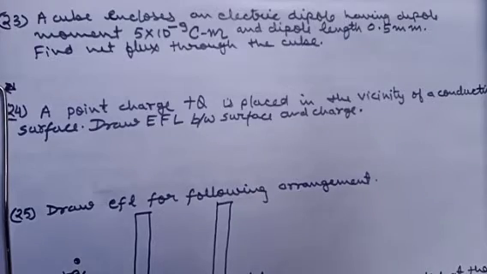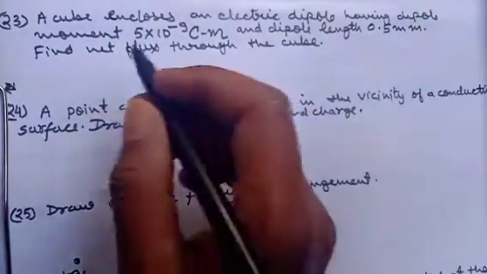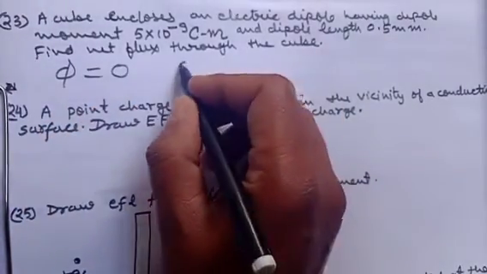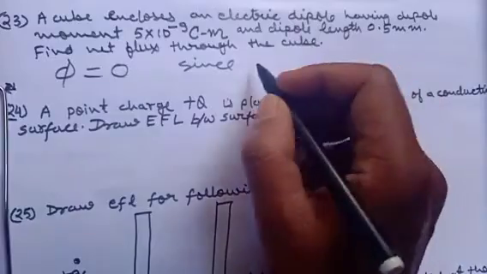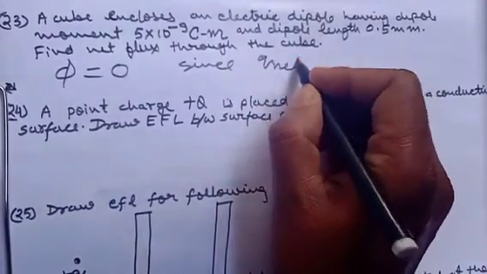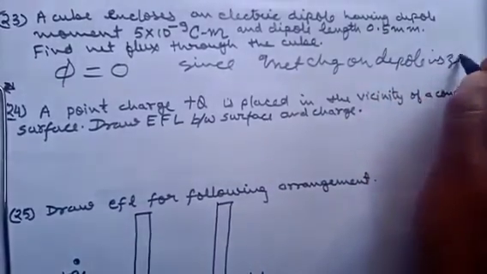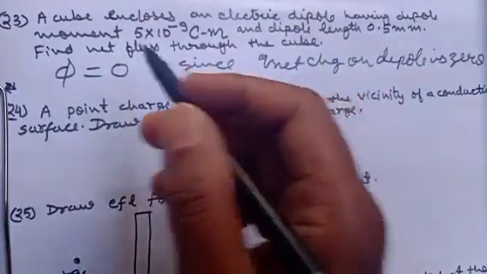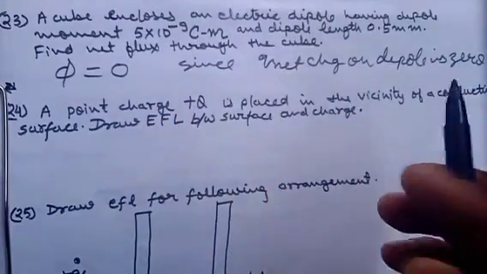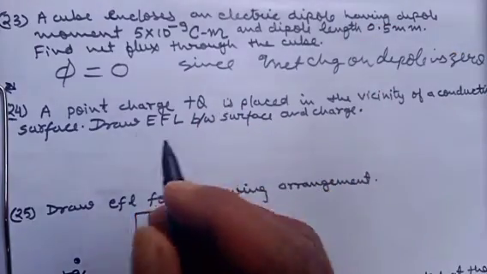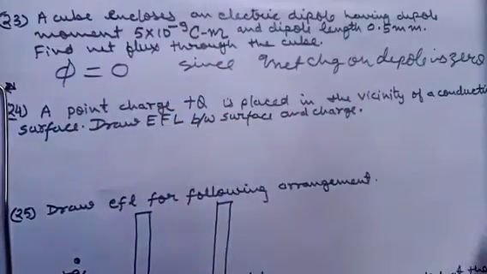Another question, a misguiding question. A cube encloses an electric dipole having dipole moment this, dipole length this. Find net flux through the cube. Answer is zero. If they ask for justification, since net charge on the dipole is zero. That's all, no need to do anything. These values are given here to misguide you. Ultimately, you need to know just one thing, that an electric dipole has net charge zero, and we are enclosing an entire electric dipole, so net flux will be zero. Keep these things in your mind, not always, but only when the electric dipole is enclosed.